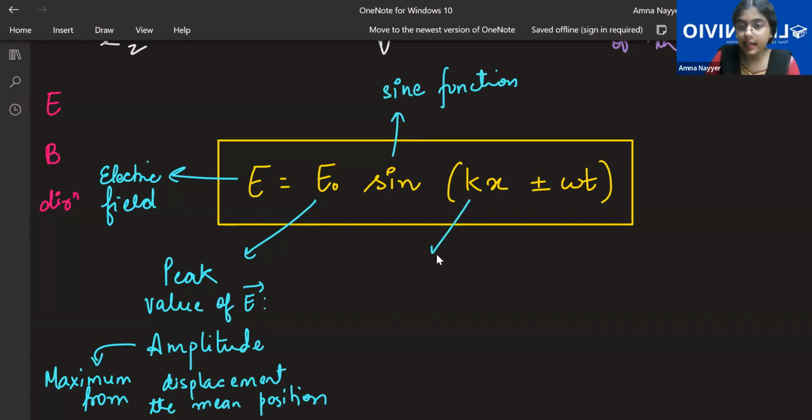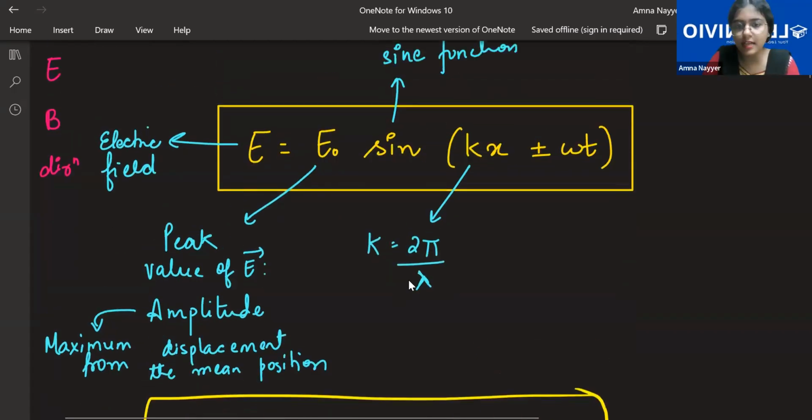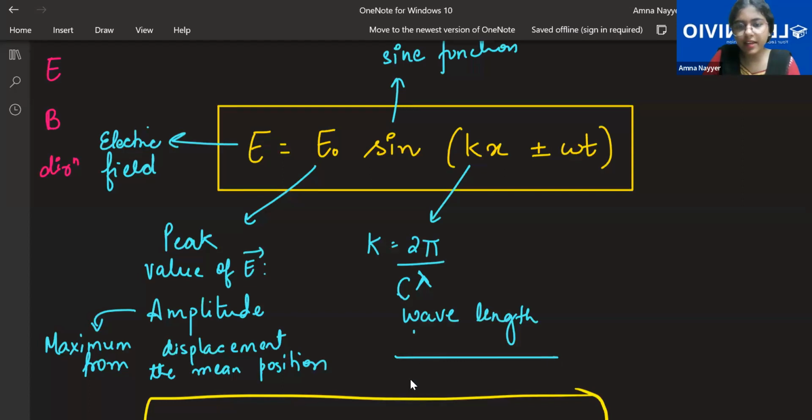Now what is this k? K is a constant which we call the angular wave number, and k is equal to 2 pi divided by lambda. What is lambda? Lambda is known as the wavelength. Wavelength means when one wave is moving. Let's say it is repeating itself from this point. So this becomes the complete wavelength, the length of a wave, lambda. Okay. So this is what lambda is.